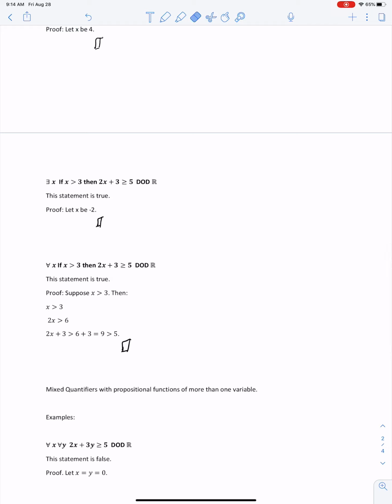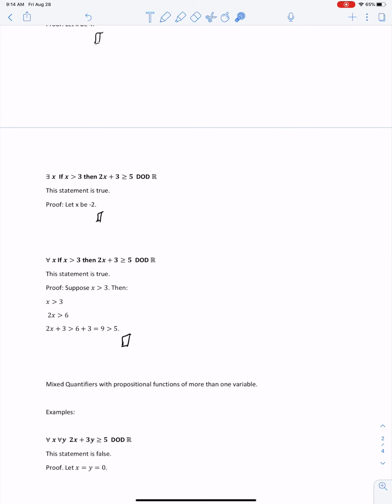All right, now let's look at the same conditional propositional function, only this time use the universal quantifier, for all. So this is saying for every x, if x is greater than 3, then 2x plus 3 is greater than or equal to 5. Now, I'm going to claim this statement is true. What does that mean? That means I don't care what value of x you stick in here, this conditional statement is going to be true. And of course, x has to come from the real numbers.